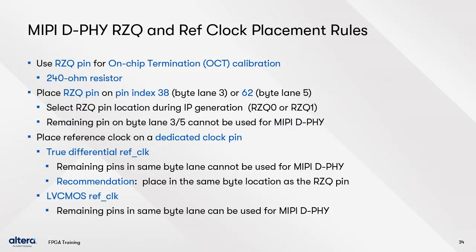For on-chip termination calibration, Altera recommends a 240 ohm resistor. The resistor should be connected to the RZQ pin at pin index 38 in byte location 3 or at pin index 62 in byte location 5. Once chosen, that byte location can no longer be used for the MIPI DPHY IP. You must select which location you intend to use when configuring the DPHY IP to ensure Quartus enforces the placement rules. In the parameter editor, RZQ0 maps to pin index 38 and RZQ1 maps to pin index 62.